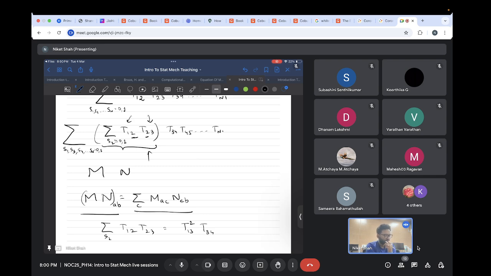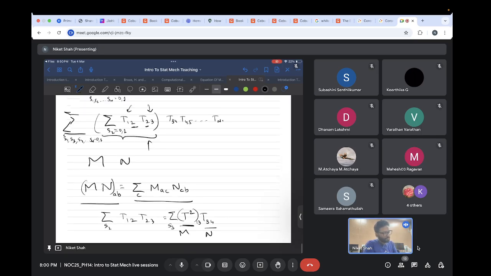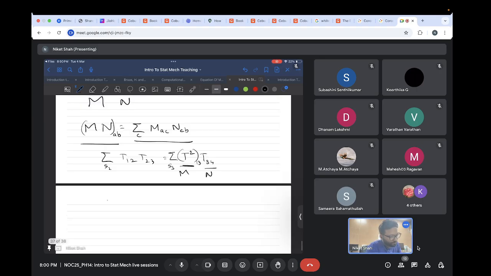t square 34. T square 13 into t34. So now t square is some matrix m and t34 is another matrix n, and we'll use up the summation s3 now to do this. So the next term becomes t cube 14, and so on and so forth.